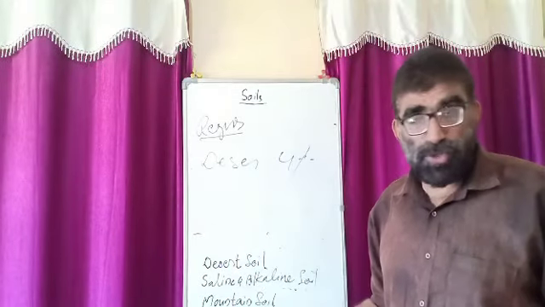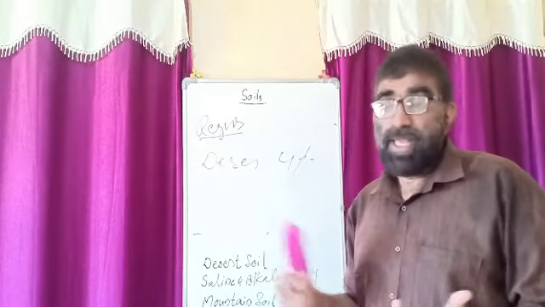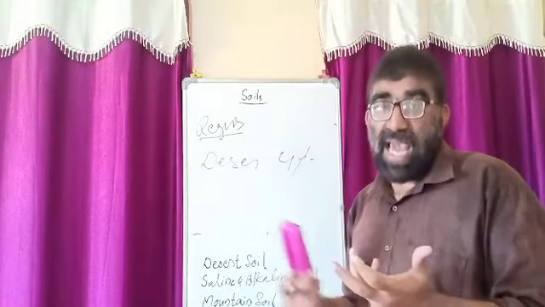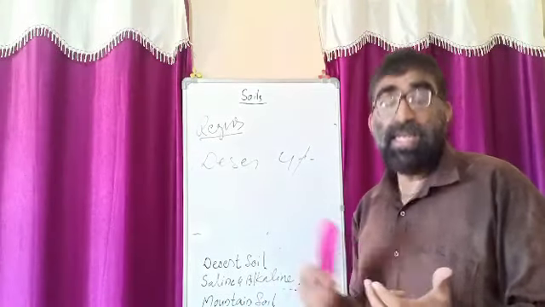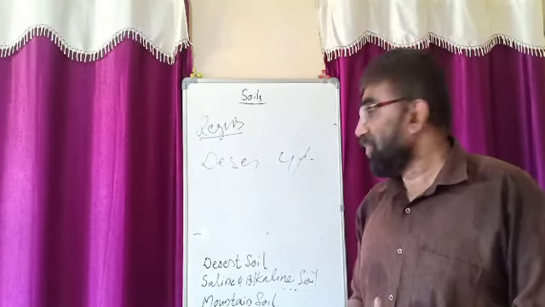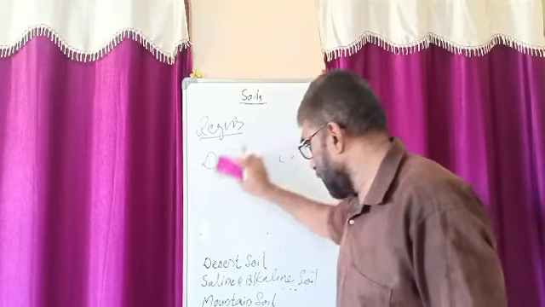The main properties of the desert soil we have seen: it is sandy in nature, it is porous, it is red to brown in color, and it will not retain moisture. It lacks humus content or organic matter, and the soil is alkaline and saline. So these are the main features of this desert soil.